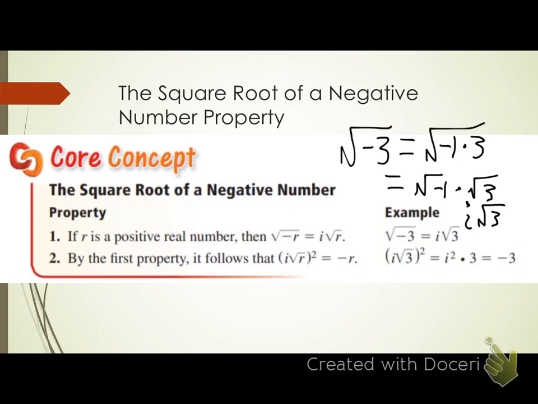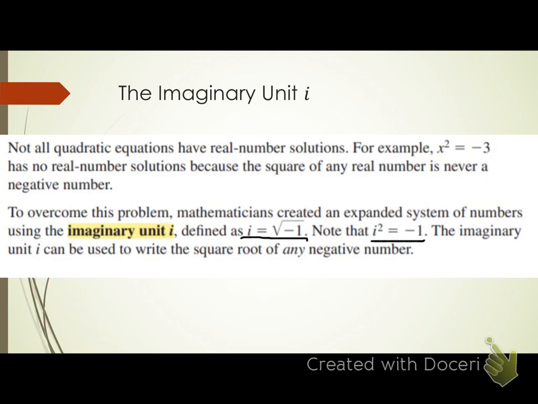Part two, by the first property, it follows that I square root of r, all that squared, just equals negative r. So here's another example. I square root of 3, squared, would become I squared times the square root of 3 squared. What did we say I squared was? Negative 1.